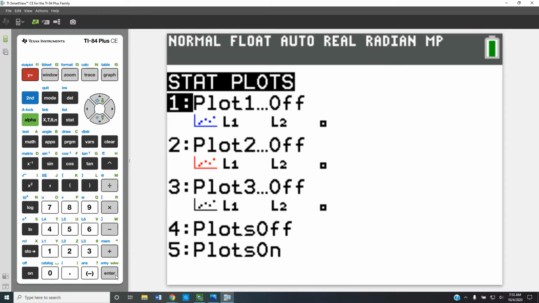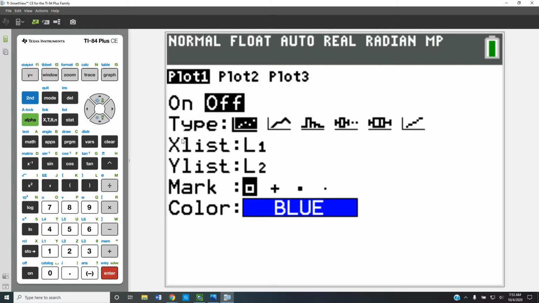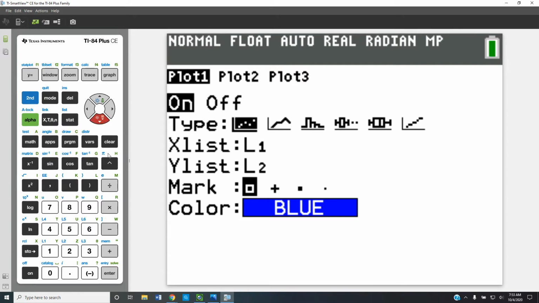So I'm going to go to number 1 and hit enter. First thing I can do is turn it on. Where it's flashing is what it's going to select, and if you hit enter, it'll turn that plot on. I'm going to go downward. I'm going to scoot over 1, 2, 3, 4 to the one that looks like a little box and whisker with some dots on the outside of it. I'm going to hit enter.